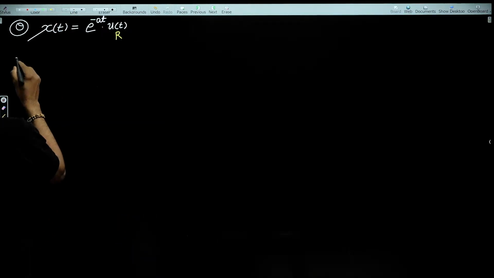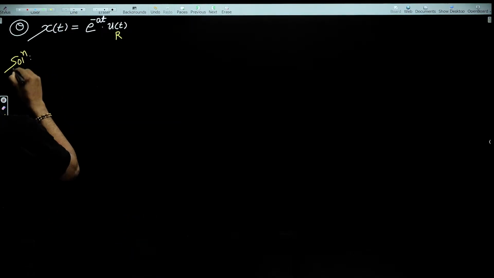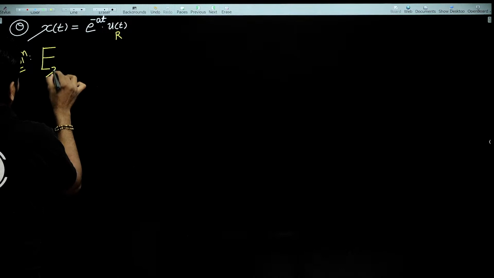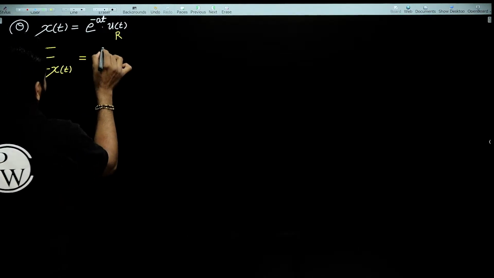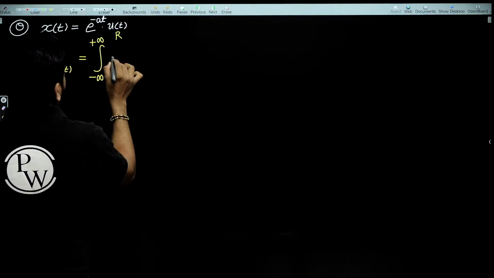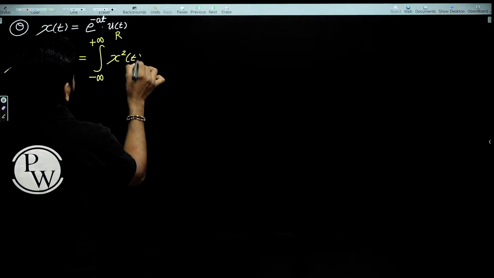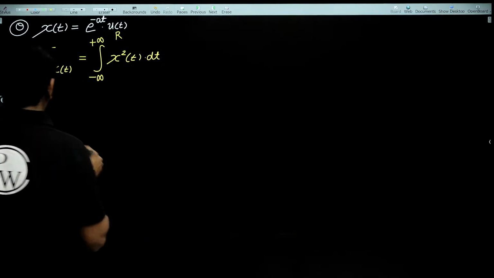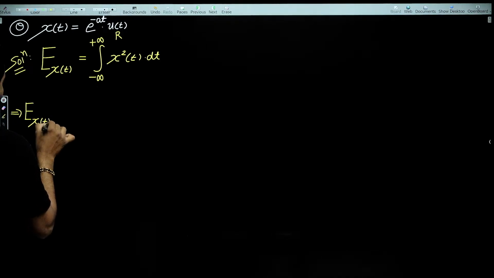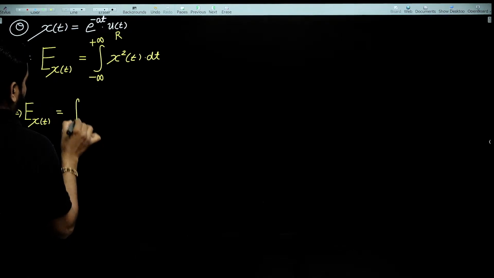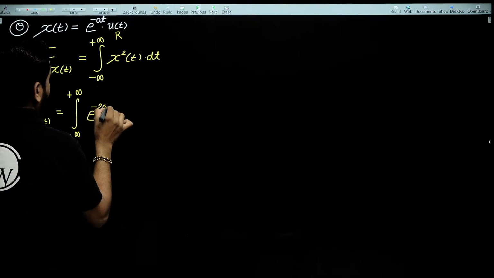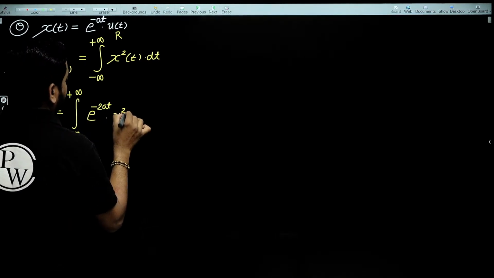Okay, so let us start, guys. Let us use the formula. So this is a pure real valued signal. So the energy of this signal x of t is given by the integration from minus infinity to plus infinity of x squared of t dt. This is the formula, correct? So here the energy is given by the integration from minus infinity to plus infinity of the square, so it will be e to the power minus 2at times the square of u of t, dt.